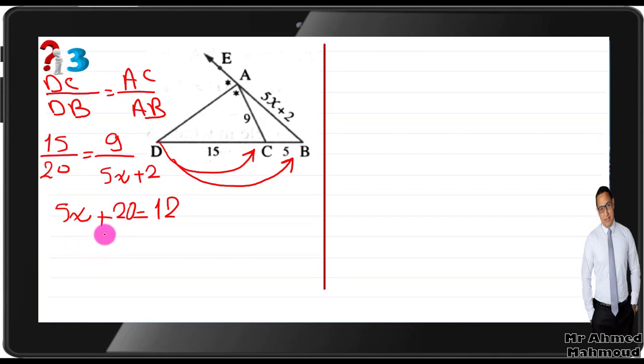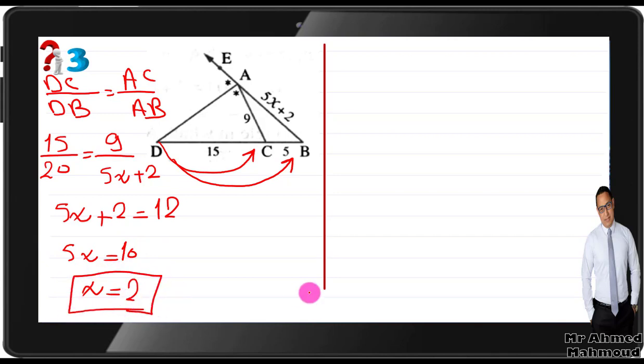Excuse me, it's 5x plus 2. So 5x equals 12 minus 2 equals 10. And sending 5, so x equals 10 divided by 5 equals 2.